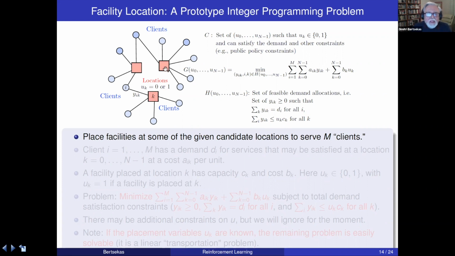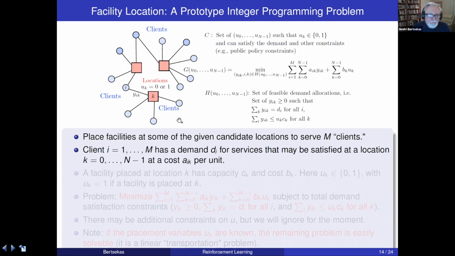Now, these service centers, these facilities, are set up there in order to satisfy some demand, satisfy certain clients. These blue circles are clients that are going to be served at these facilities. And these clients have a certain demand. Client i has demand d_i for services. And this demand can be satisfied at a location k at a cost a_ik per unit.